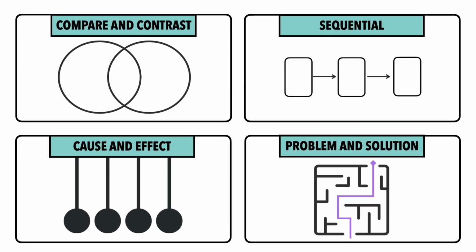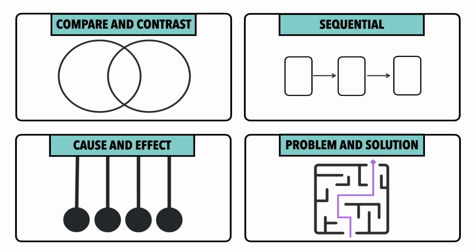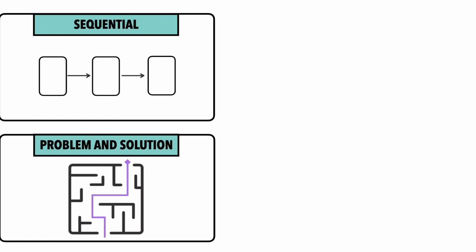To identify a text structure, pay attention to specific words or phrases that may signal a certain organizational structure, and consider how the ideas in the text connect to one another. Let's dive into each of these structures so that you can see this in action.